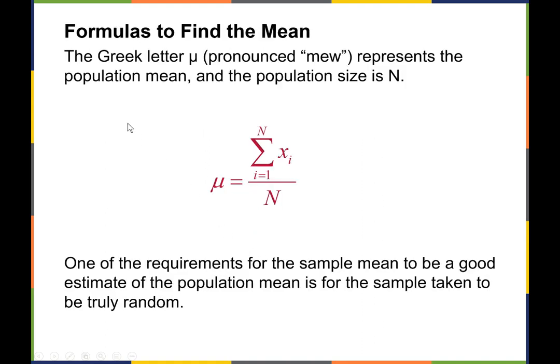When we want to calculate the population mean, not the sample mean, we use the Greek letter mu. And we say the population size is a capital N. Same formula. It's just when we use mu, we're referring to populations, and when we use x bar, we're referring to samples. And one of the requirements for the sample mean to be a good estimate of the population mean is if you take a sample that is truly random.